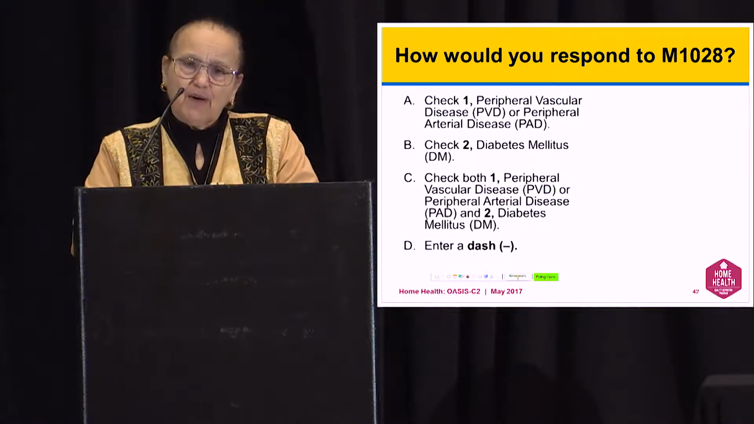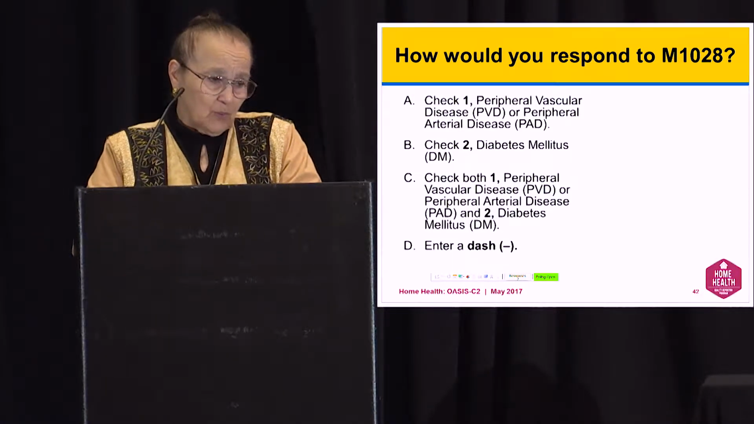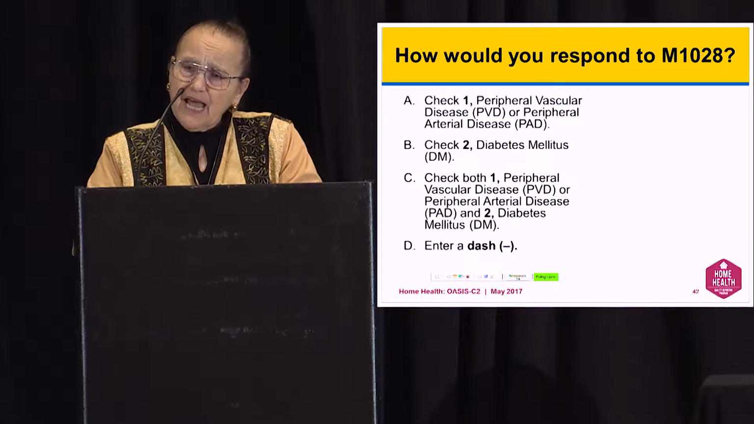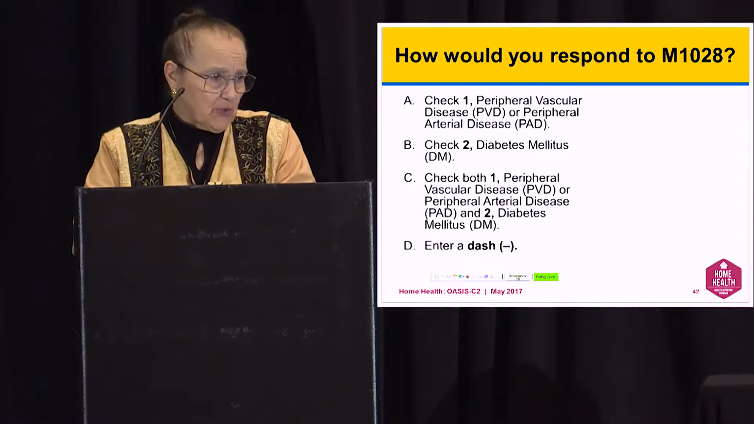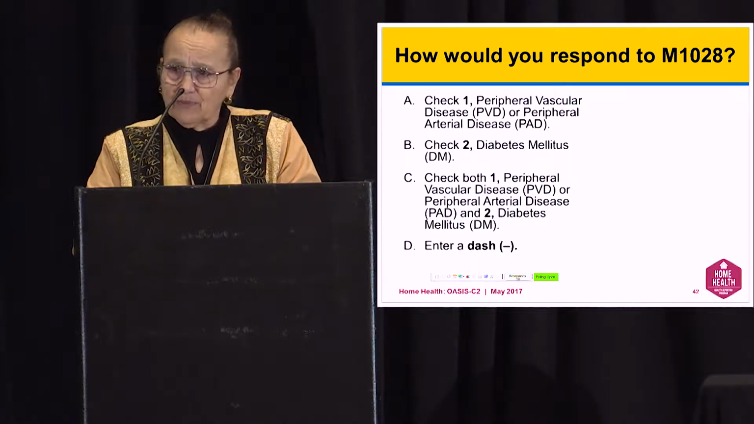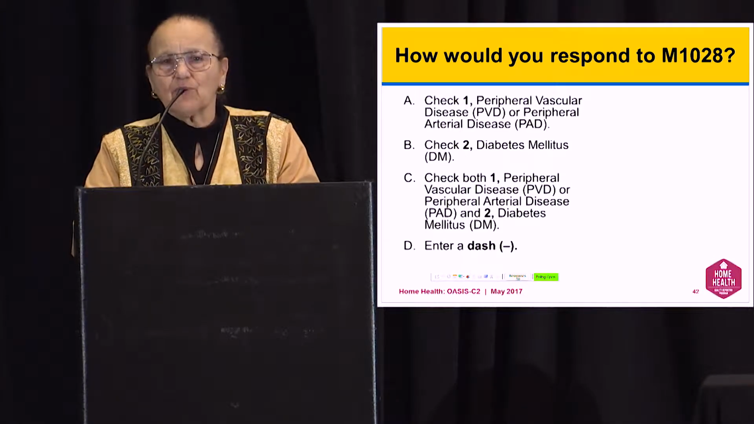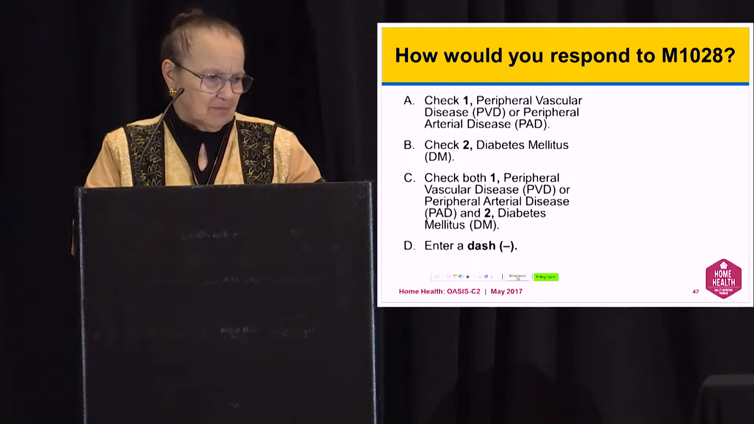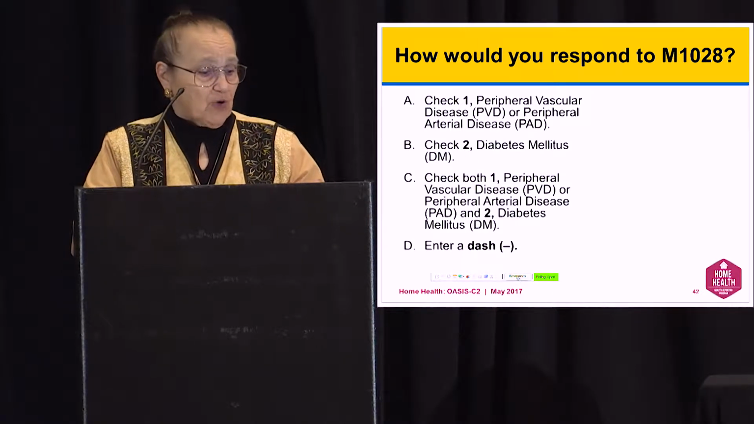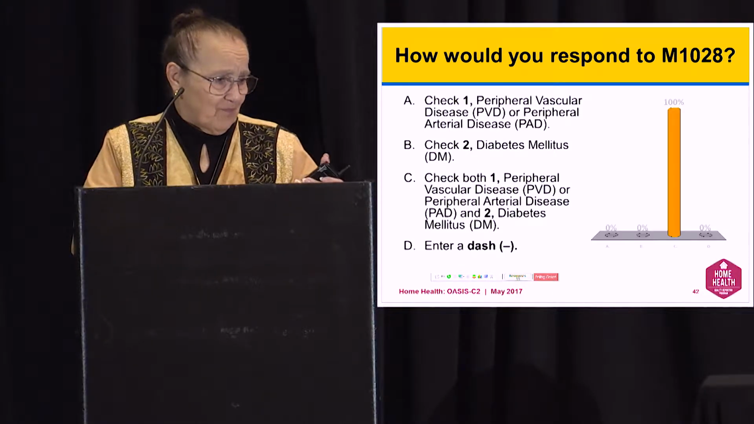Will you check off box number 1? Will you check box number 2? Will you check both of them? 1, PVD, PAD, and 2, diabetes. Or will you enter a dash? Put down your answer on your clicker, and we'll see how we do. I'm checking to see if you're awake, if I've put you to sleep yet. In which case, we might have to stop for coffee early. And there we go, 100%.